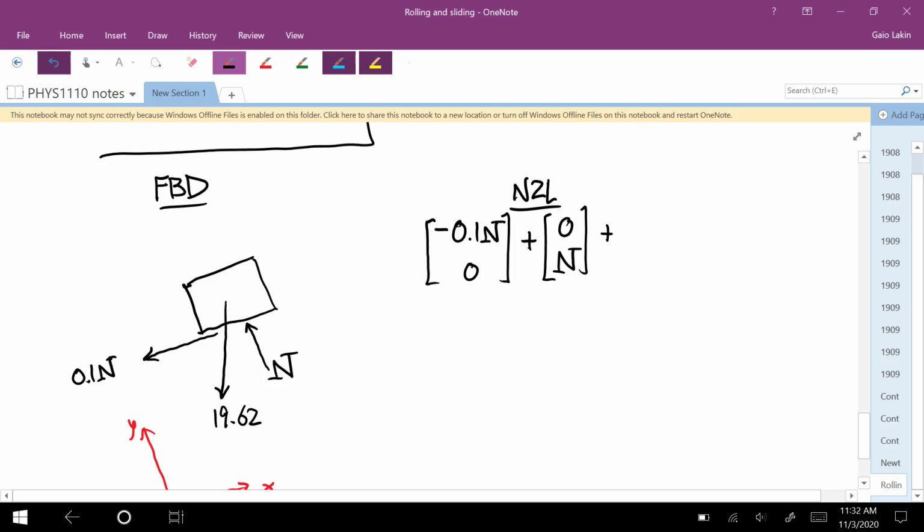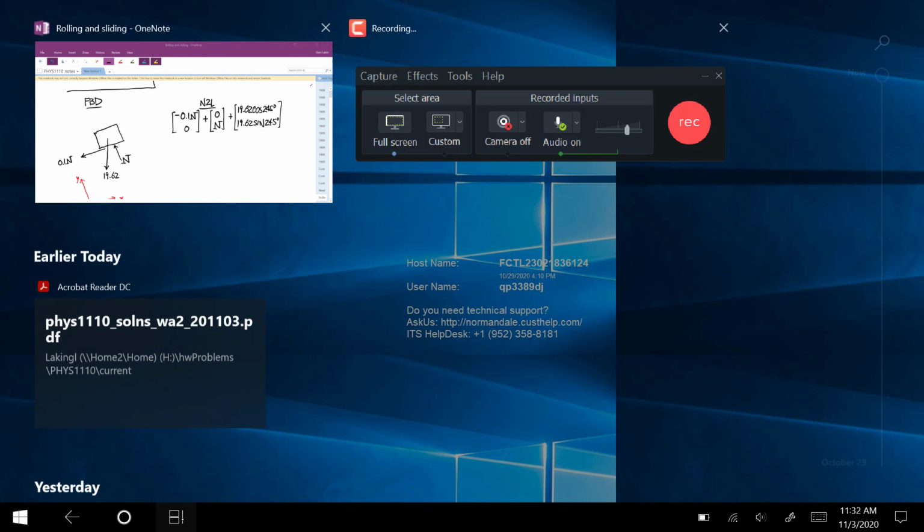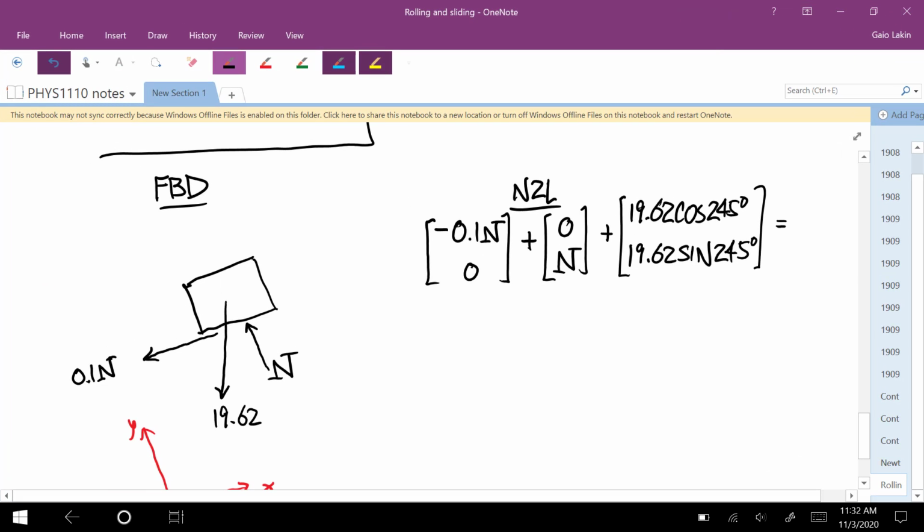So this is going to be 19.62 times the cosine of 245, 19.62 times the sine of 245. That's all the forces, and that's equal to the mass times the acceleration, which I'll just write as a, 0. Now, like I said, the approach we're going to use is to use the y equation first to solve for n, and then plug that n value into the x equation.